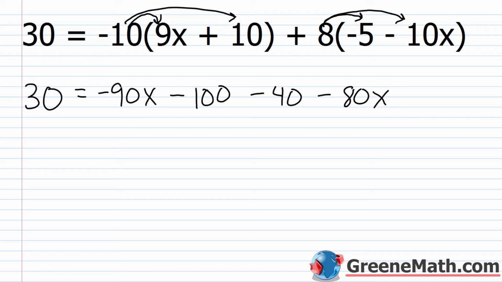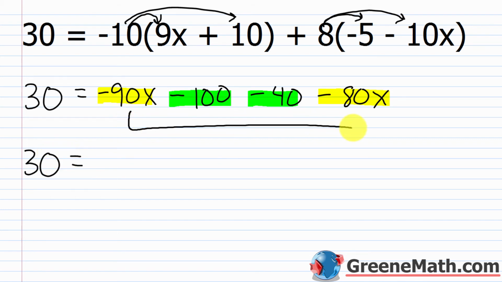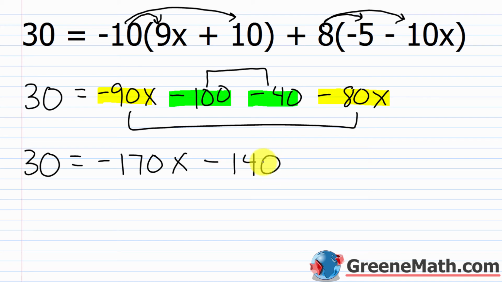All right. So now we want to combine like terms. And basically, you can see that we have negative 90x and we have negative 80x. Those can be combined. And we also have negative 100 and we have negative 40. Those can be combined as well. So we have 30 on the left. That's not changing. On the right, negative 90x minus 80x, or negative 90x plus negative 80x, however you want to think about that. That's going to give me negative 170x. Then I'm going to have negative 100 minus 40. That's minus 140.